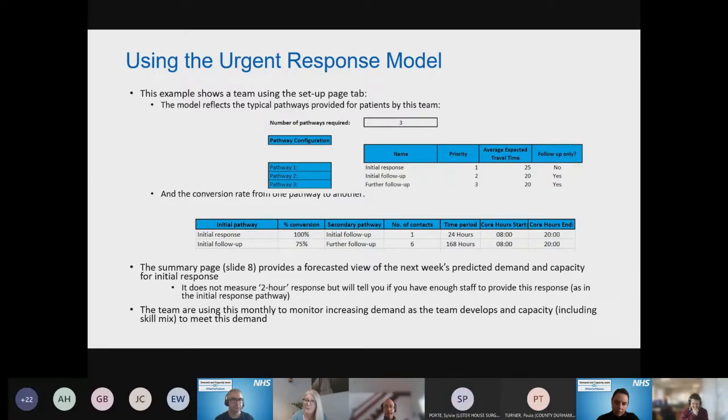They do use it for a bit of assurance to their commissioners, but again, it's owned by the team, and it shouldn't be shared with commissioners. It's an operational tool, but you can use the outputs in any way that you feel appropriate.